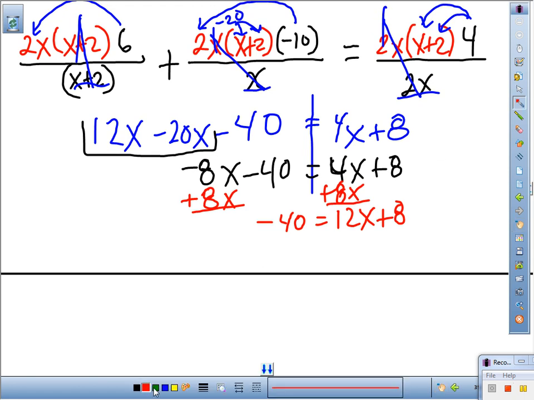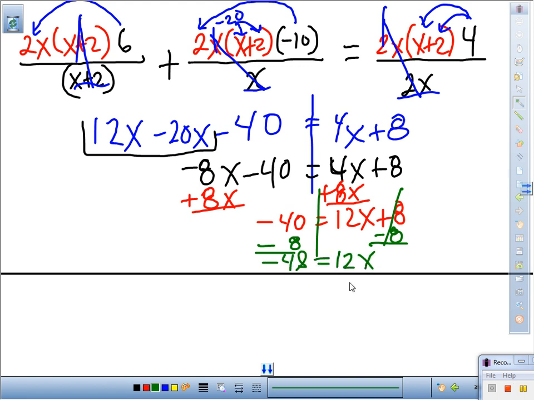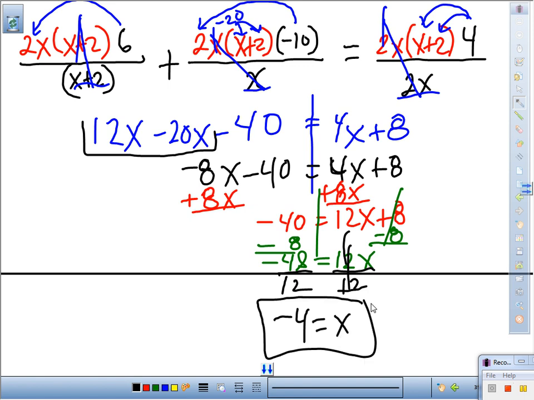All right. Next, minus 8, minus 8. Negative 48 equals 12x. And last but not least, divide by 12. Divide by 12. Negative 4 equals x.